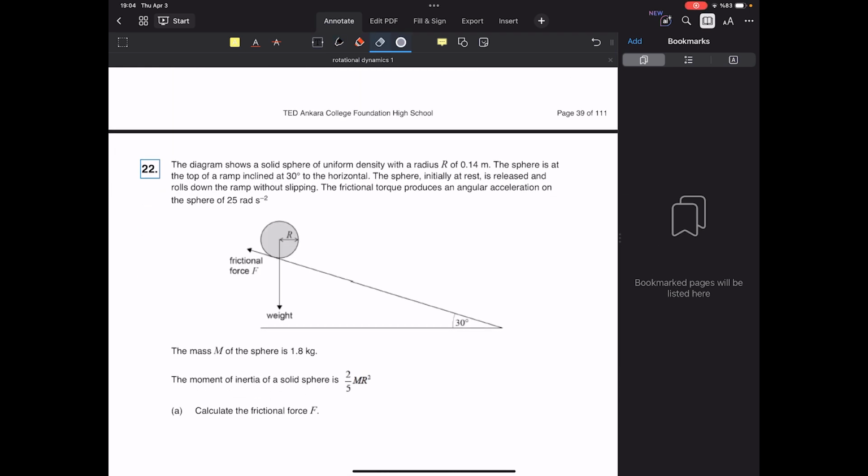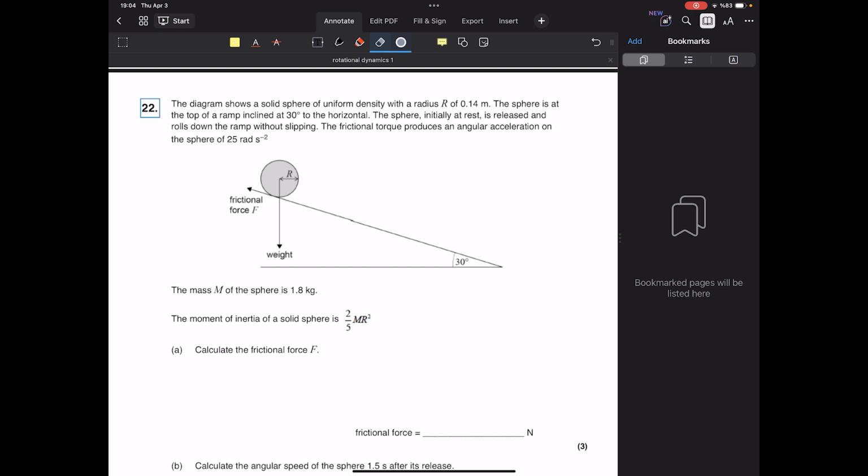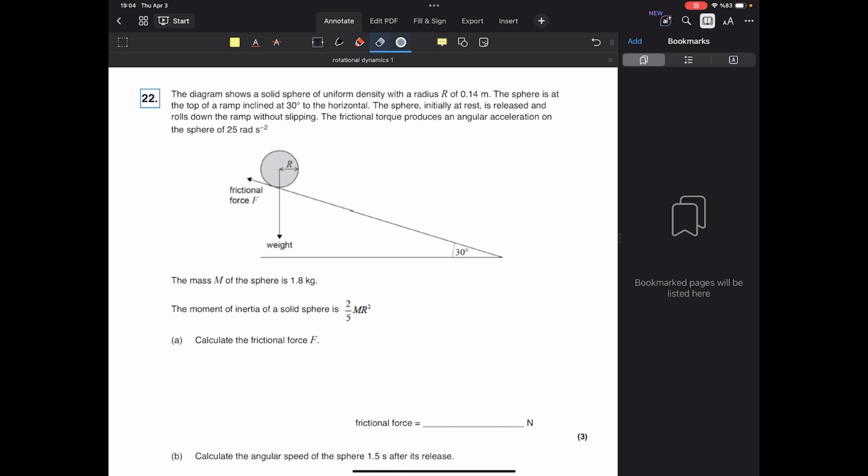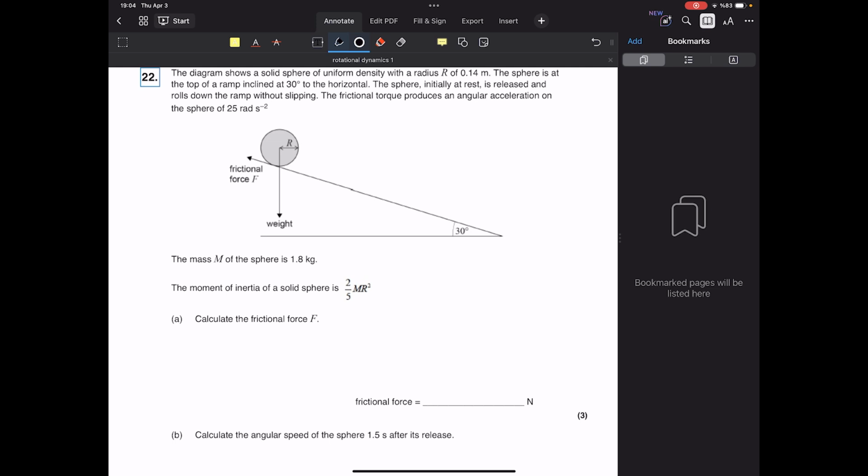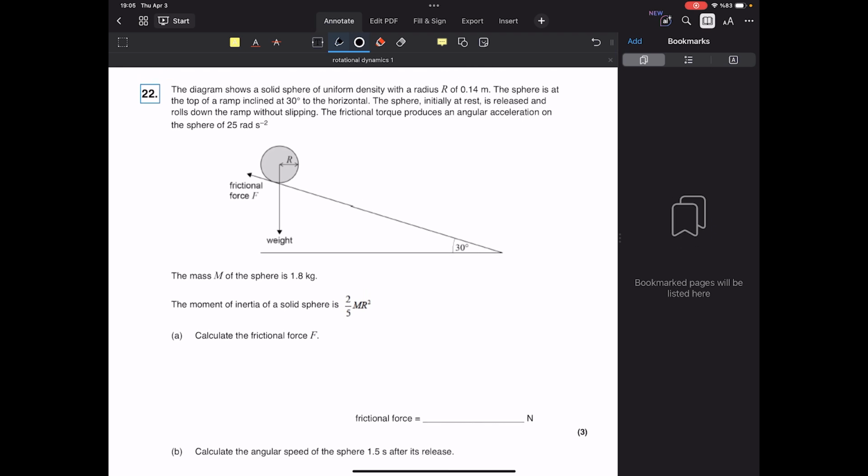All right, let's quickly solve this problem right here. So we have a solid sphere with radius 0.14 meters. The sphere is at the top of a ramp at 30 degrees to the horizontal, initially at rest and released, and the frictional force produces a torque that causes an angular acceleration of 25 radians per second squared. All right, that's going to be important. So the mass of the sphere is 1.8 kilograms. So the moment of inertia of the sphere is that. We're asked to find what the frictional force F is.